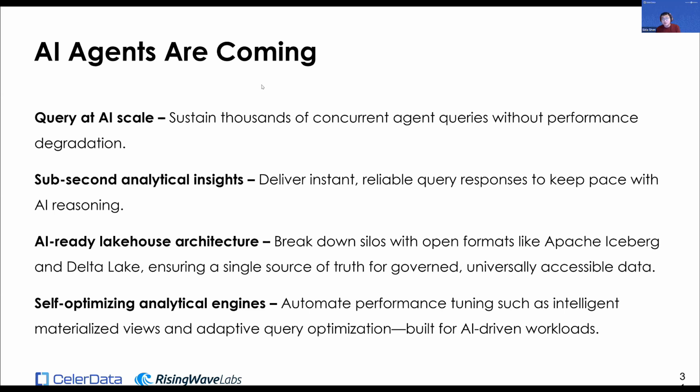So storing everything in the open format, governed by an open table format, something like Apache Iceberg, is really vital when talking about AI agents in the future. And also, the engine itself needs to be self-optimizing. It needs to do everything by itself.